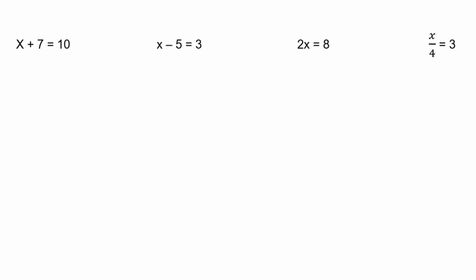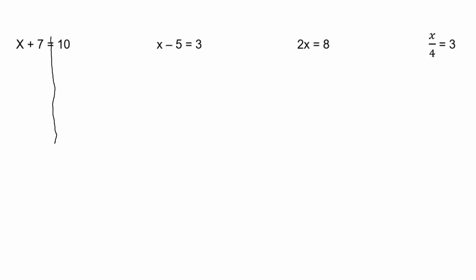So our first equation, x plus 7 equals 10. Now I know some of you learned to draw a line down this equal sign. You can. You don't have to. If it helps you to keep yourself organized, you can draw that line, because what you do on one side of that line, you have to do the same thing on the other.